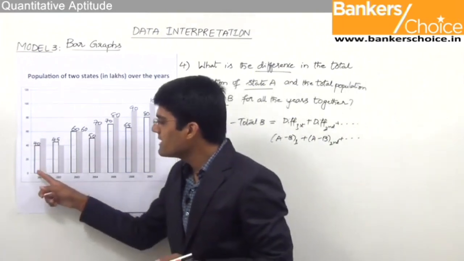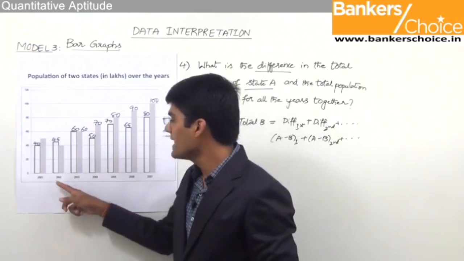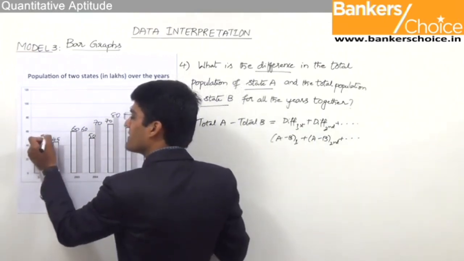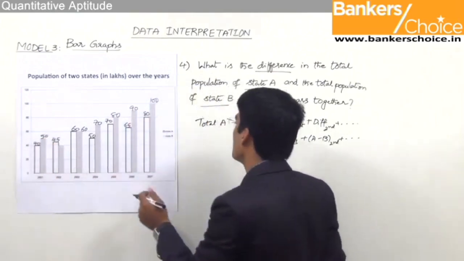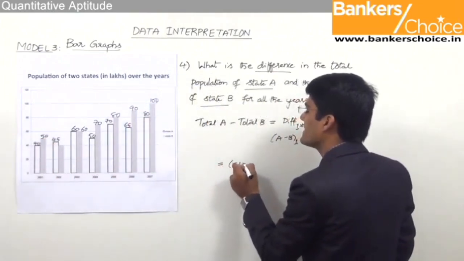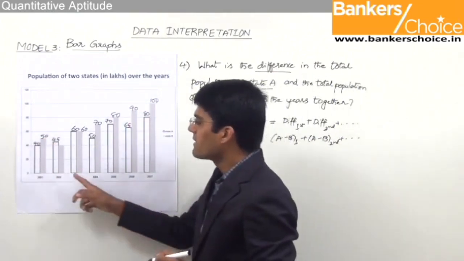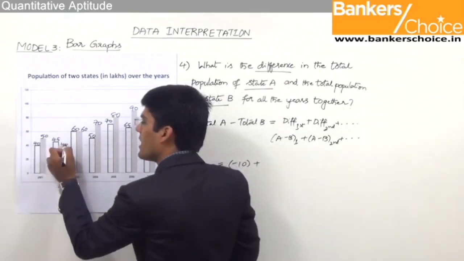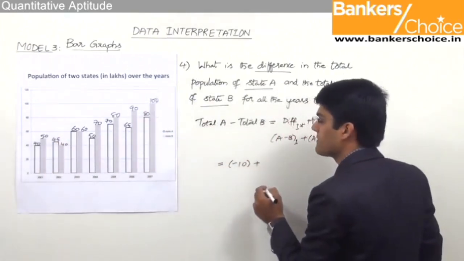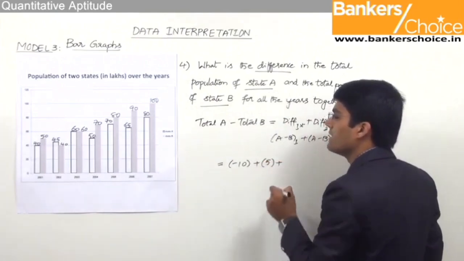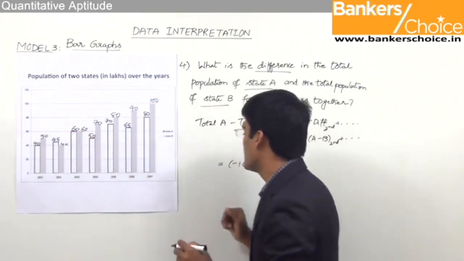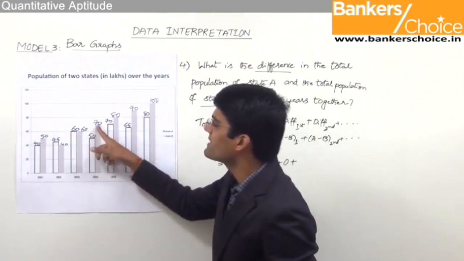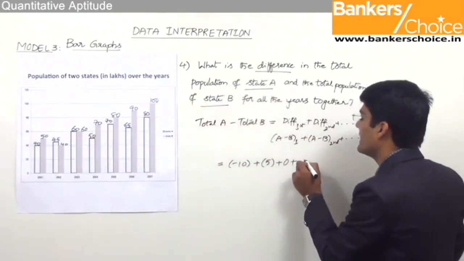In the first year we see that A's population is 40 lakhs and B's population will come out to be between 40 and 60. So it can be taken as 50. So in first year 40 minus 50, the difference will be minus 10, plus second year A's population is 45, B's population is 40. So now A minus B here is 5. Third year 60 and 60, there is no difference. So it can be taken as 0. Fourth year A is 50, B is 70. A minus B will be minus 20.